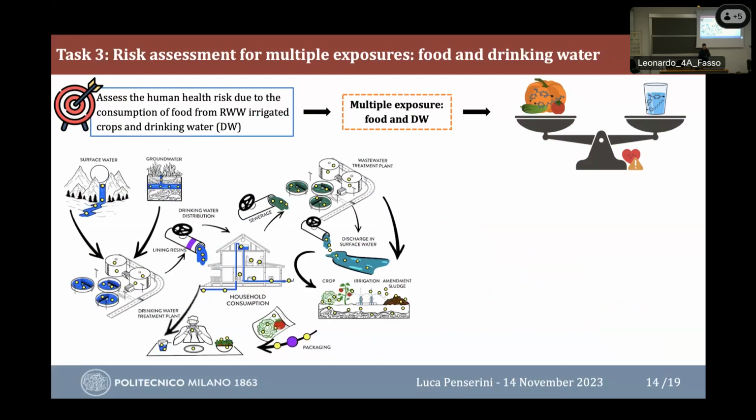After all this, we move to the 3rd task. The goal was to investigate the contribution of wastewater use in terms of risk compared to the whole anthropic cycle. So basically we compare the risk due to the consumption of crops with the risk due to the consumption of a common exposure pathway, in this case drinking water. So we compare quantitatively the risk between food and drinking water.